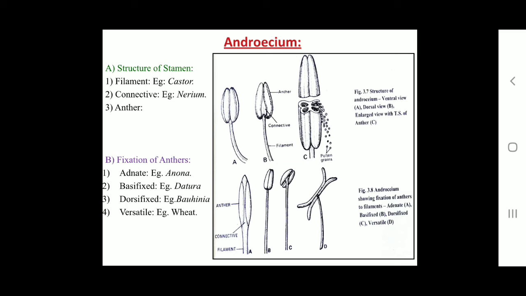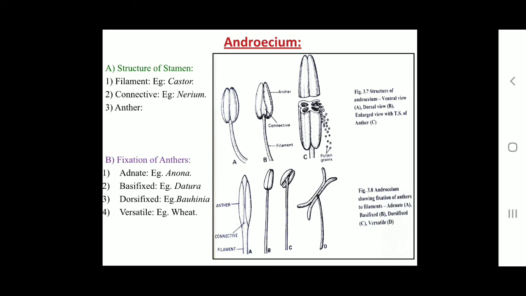The next point in androecium is fixation of anthers. The attachment of anther with filament is called fixation of anther, which may be of the following types: adnate, basifixed, dorsifixed, and versatile. So first we see adnate condition. The filament runs along the back of the anther. Example, annona, michelia, and nymphaea.